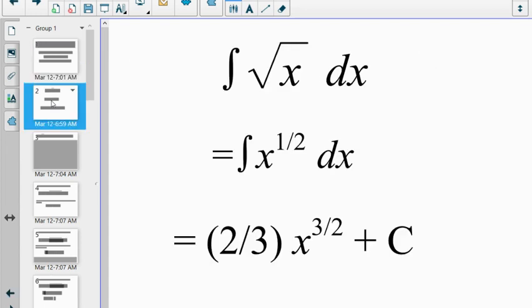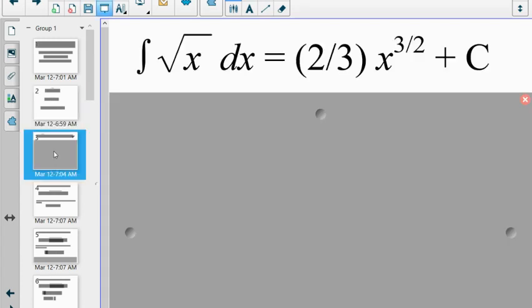I'm going to start with a hypothetical situation here. I've got the integral of the square root of x dx, which of course we could write as x to the 1/2. And so our antiderivative is a nice simple undoing of the power rule. Increase the exponent by 1, and then the 2/3 undoes the 3/2 when we take the derivative. Nothing new here, but just my way of leading into this.